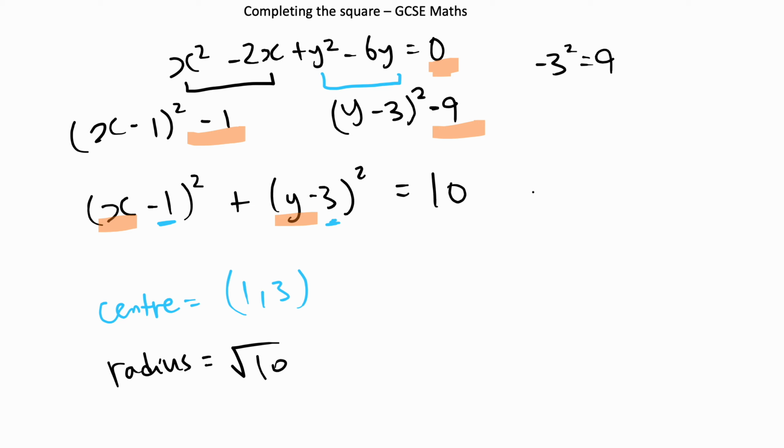So the inverse of squaring something is rooting it, right? So we're going to square root 10 to find the radius. And this is how you do it. Let's take a look at a couple more examples.